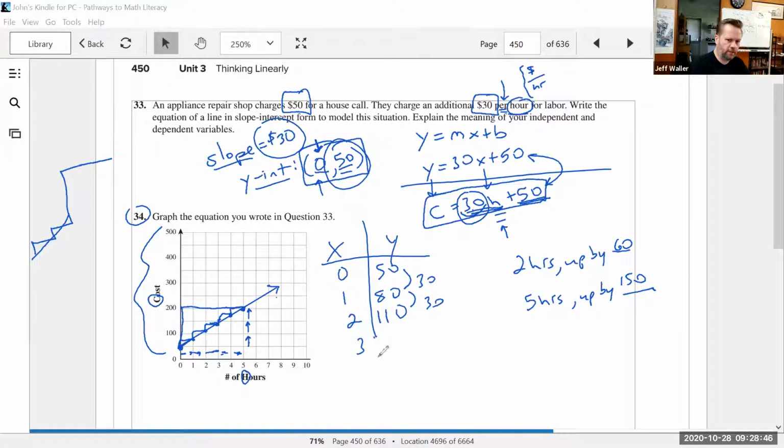So if I keep doing that, add 30. Keep doing that, add 30. Keep doing that, add, hey, there's 5, 200. That's the point right there. That's 5, 200. There it is.